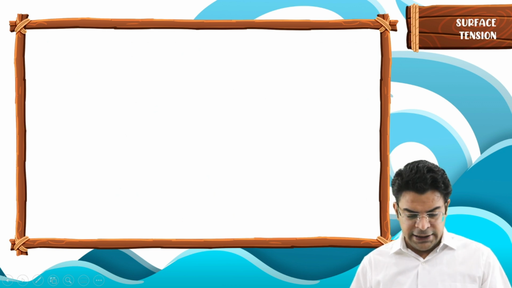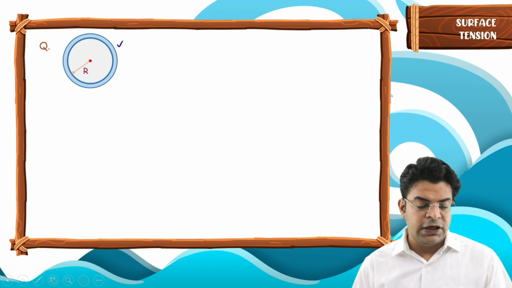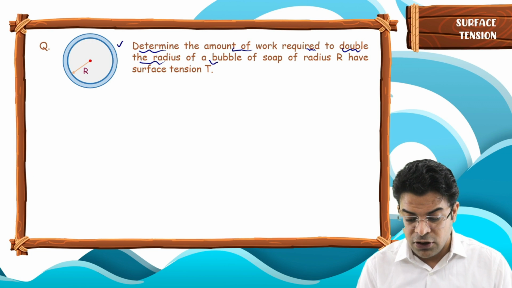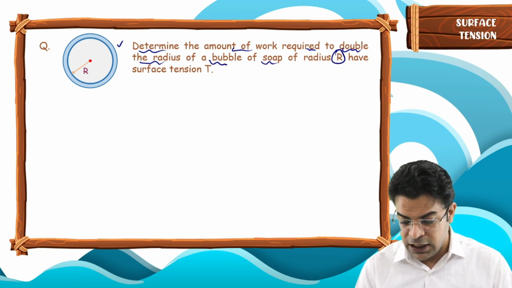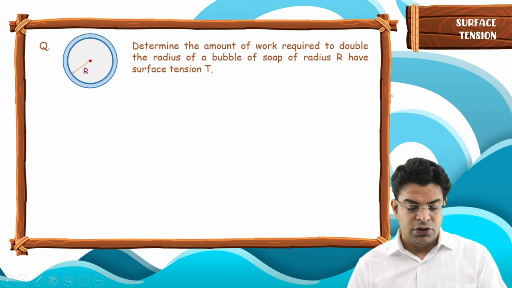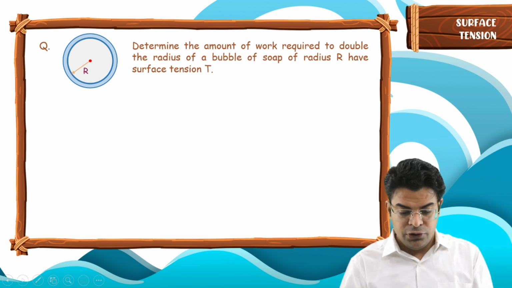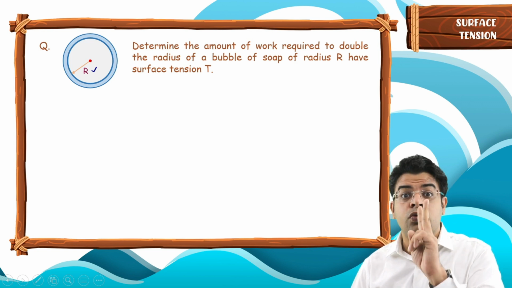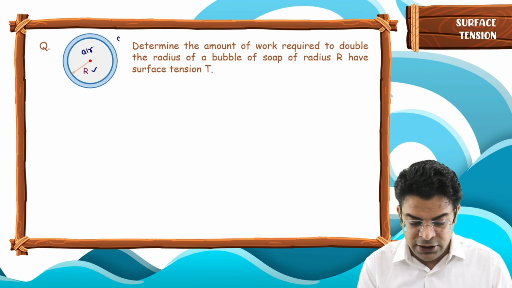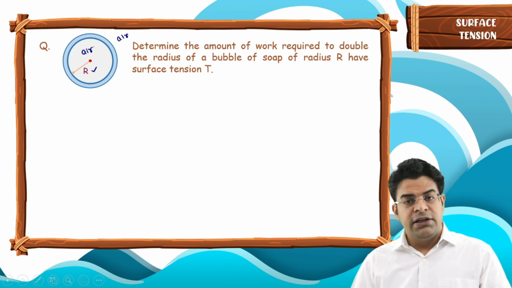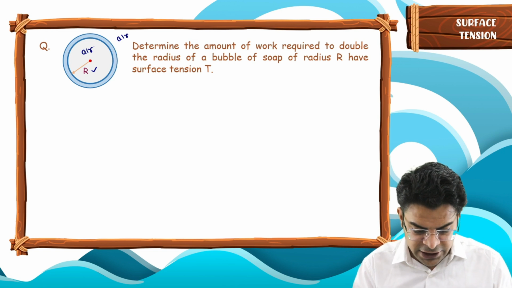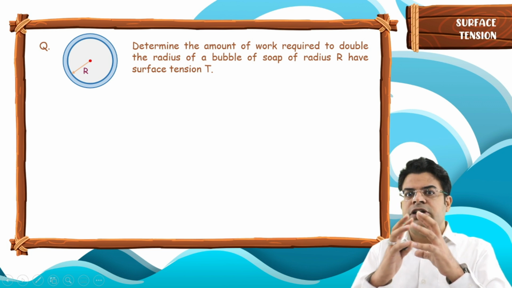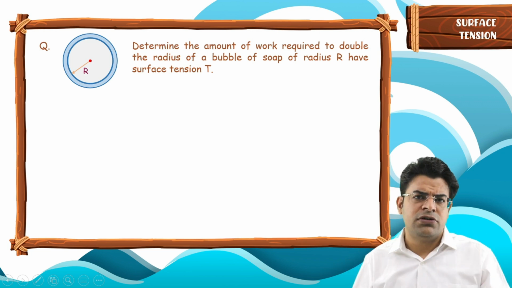Let's see the next example. The question goes like, determine the amount of work done to double the radius of a bubble of soap of radius r having a surface tension T. So there is a soap bubble of radius r. Remember that a soap bubble in air has got two surfaces. There is air inside, there is air outside. And this soap bubble of thin film thickness has a radius r. Question is, how much work has to be done to double its radius? That's the question. So sir, what to do here?